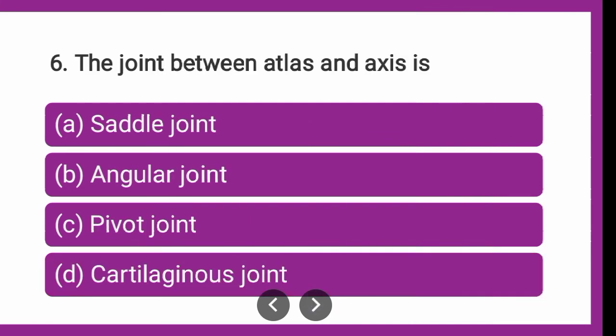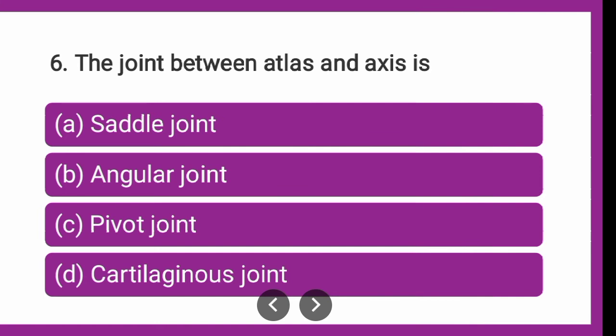Next question is, the joint between the atlas and axis is dash. Whether the joint between atlas and axis is saddle joint, angular joint, pivot joint or cartilaginous joint? Which amongst the given is the correct answer? You can put your answer in the comment box fast. Till that we will go for the explanation.